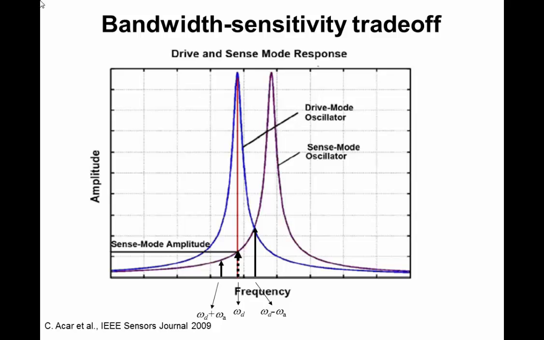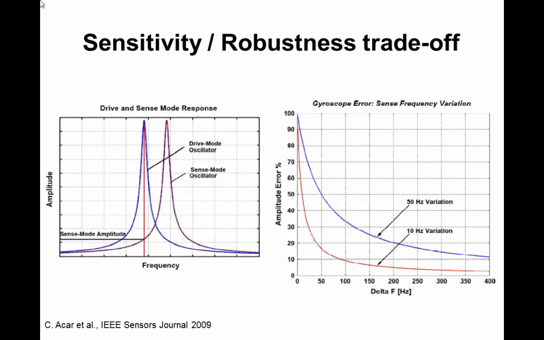And again, this is one of the reasons why the early devices were hermetically packaged, but not vacuum sealed at very low pressure levels, because you wanted mechanical bandwidth and response time for audio frequency resonators. So that's the sensitivity bandwidth trade-off.